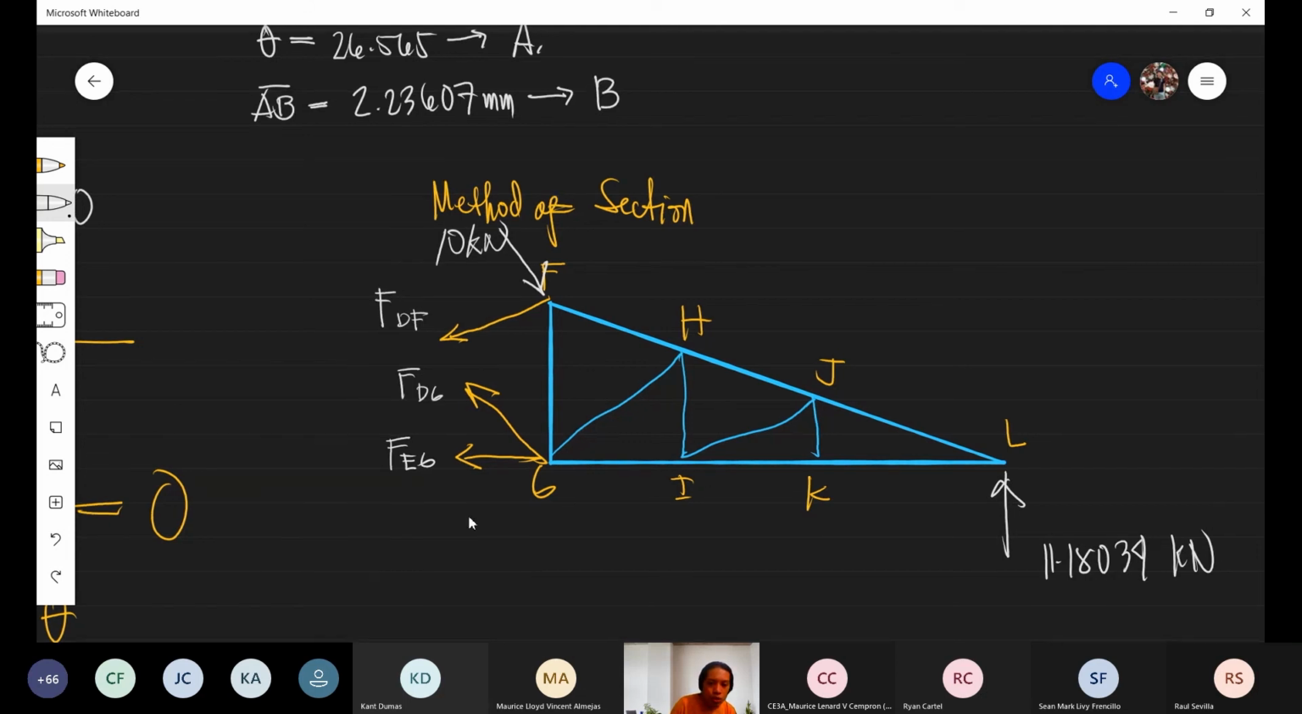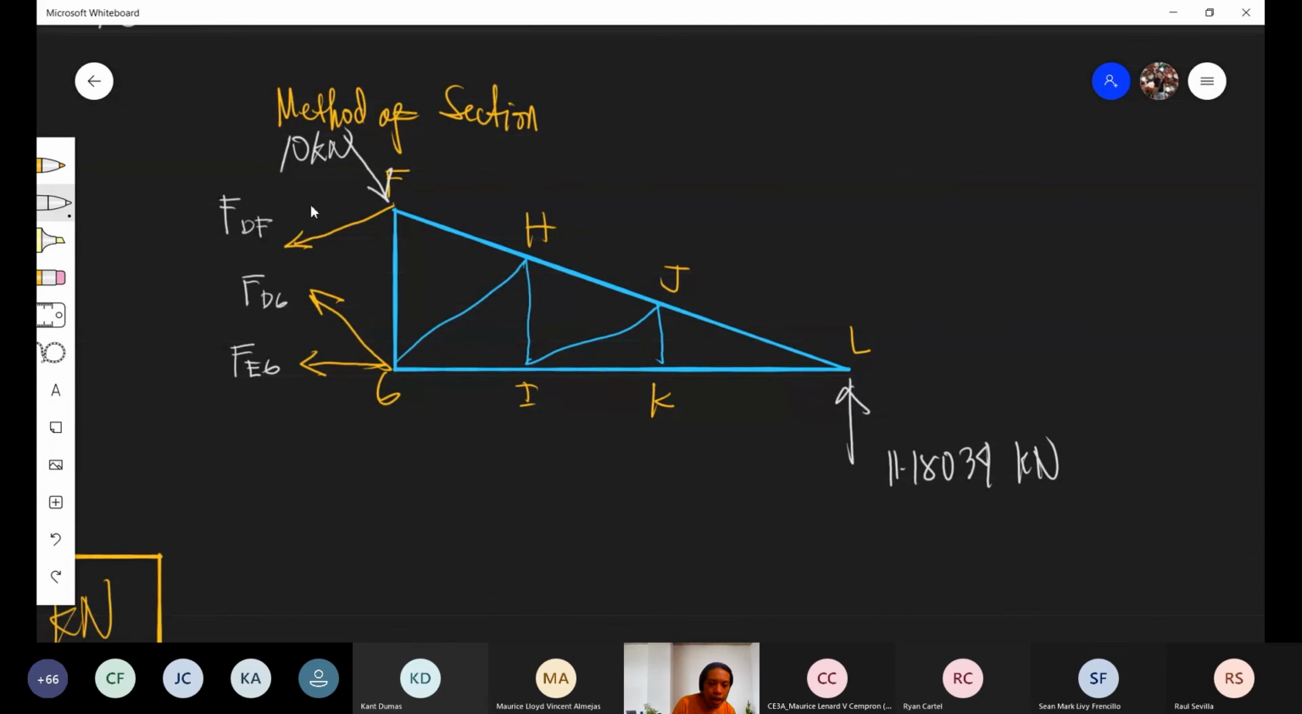Question: if you are trying to solve for the value of DF, where should we take moments? At point G, because then the force DG becomes zero. We need to make sure that when solving for DF, the moment of the other unknowns is zero, so we take moments at G. Summation of moments at G is equal to zero.